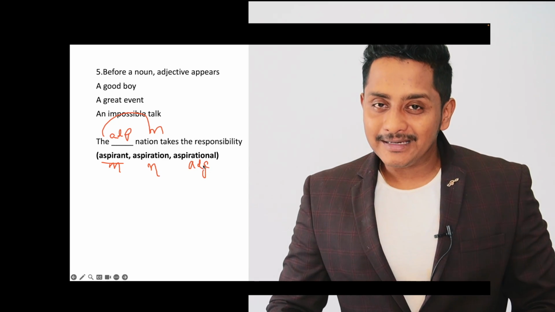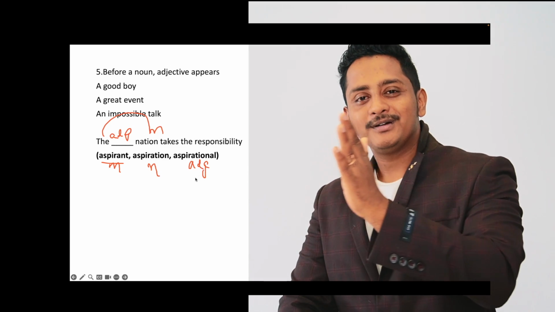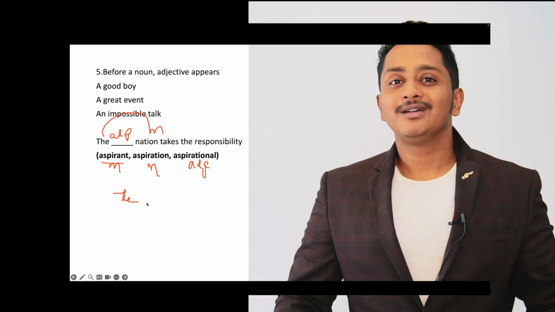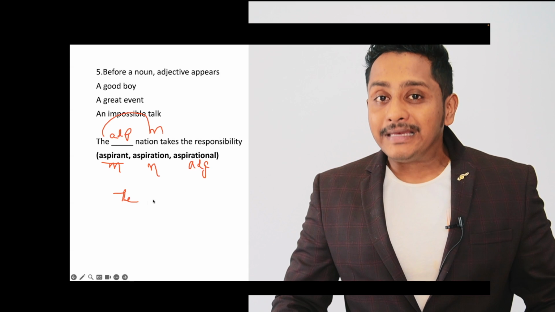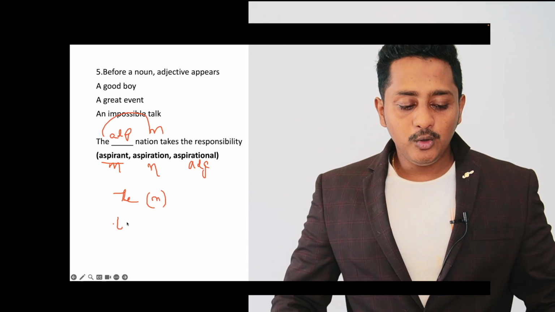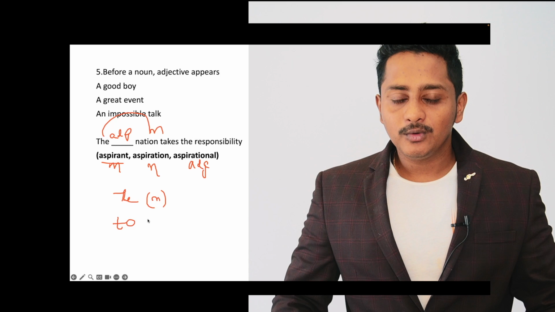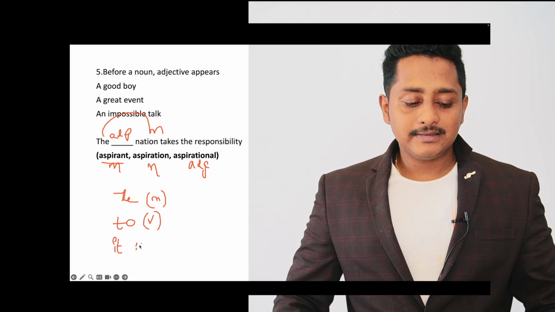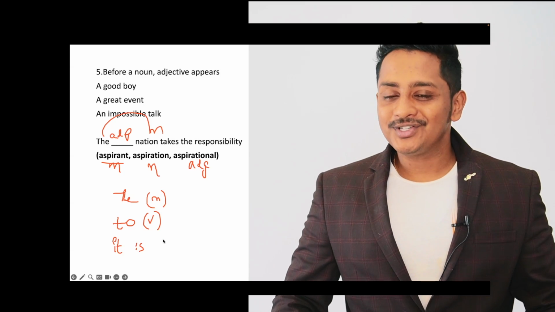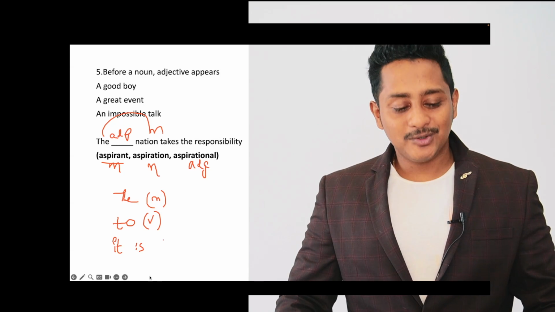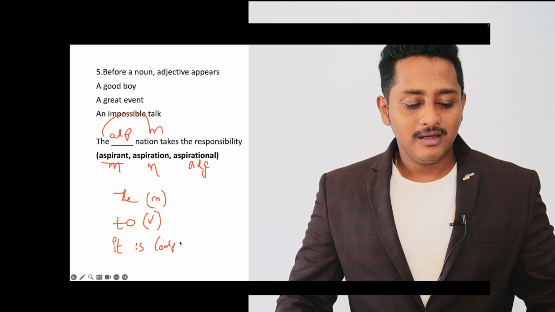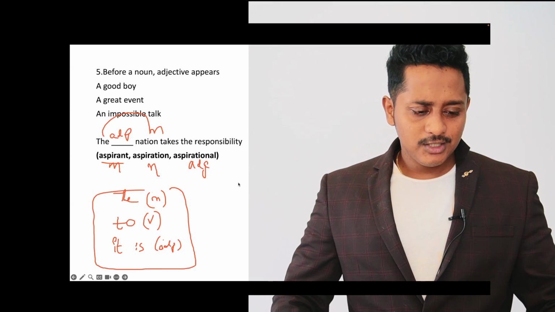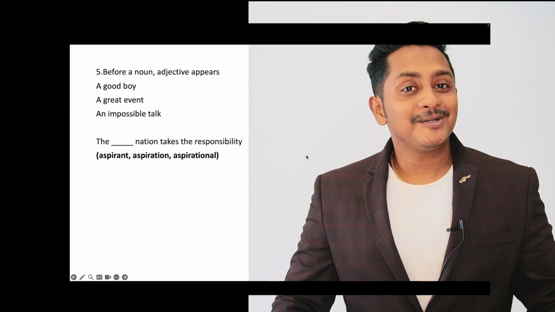I'll give you a simple technique on how to identify noun, verb, adjective, adverb. For a noun, you add "the": the good... no, the good boy. It should complete, then it's a noun. To eat, to learn: if it completes, then it's a verb. It is great, it is inspirational, it is aspirational, it is impossible, it is good: adjective. Adverb almost always ends in -ly, so don't worry. This is what you need to remember. That's again a golden technique for you.